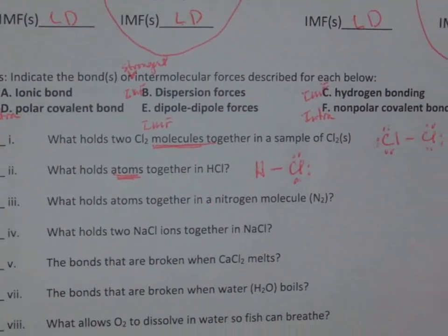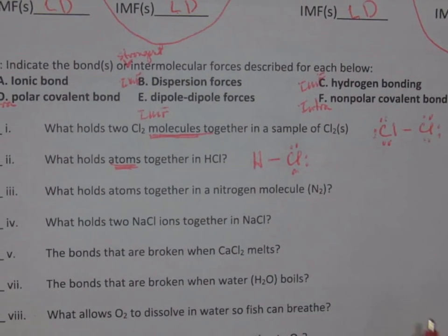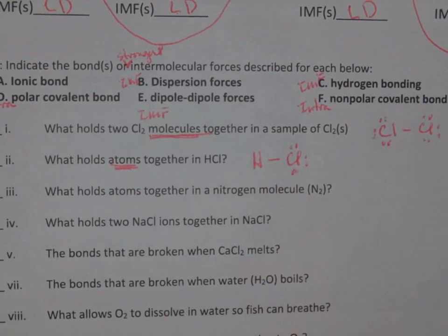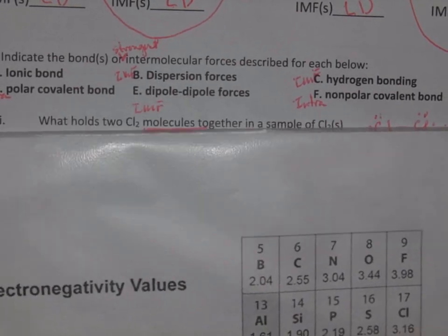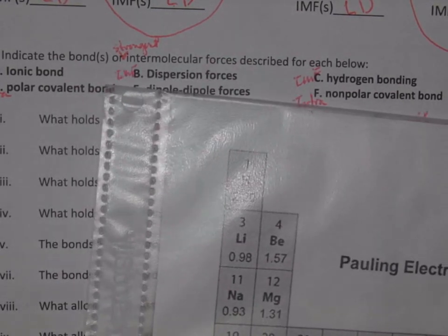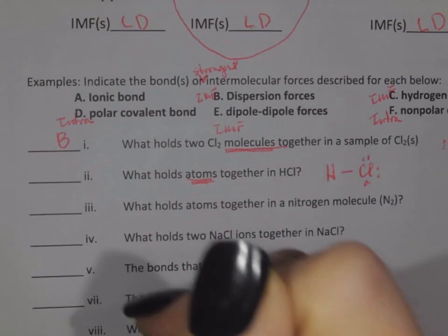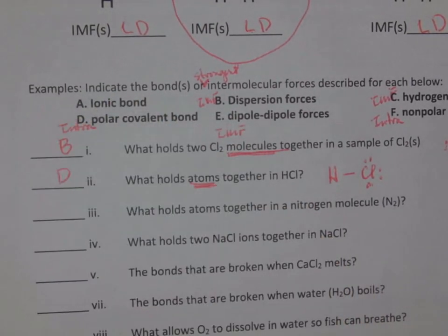Okay. All right, so this bond is between two nonmetals, so it's covalent. We've got to decide which one. And if you use your electronegativity table and you subtract chlorine from hydrogen, which we did earlier, we saw that it was a polar covalent bond. So this one is D.